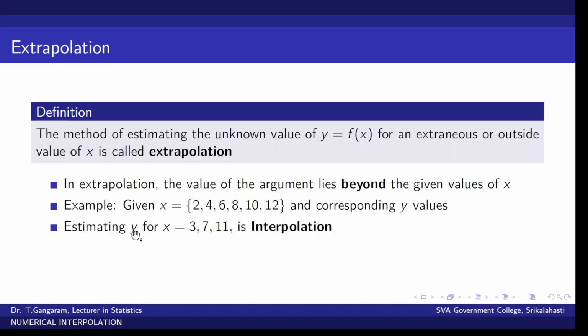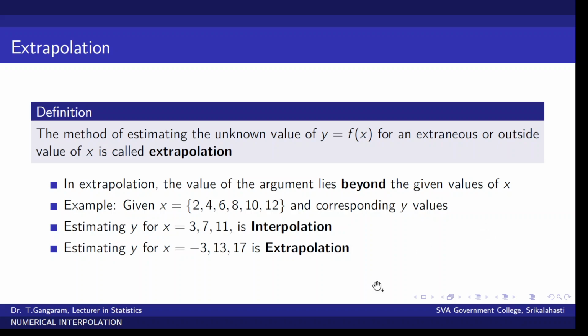Now, estimating the value of y for the given x values 2, 3, 7, 11. Here this value 3 lies within the range 2 to 12. 7 lies between 6 and 8. 11 is between 10 and 12. These three values lie within the given range of the x series only. The estimation of the value of y within the interval of the x series is called interpolation.